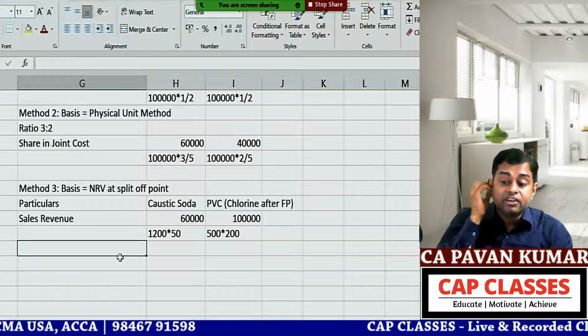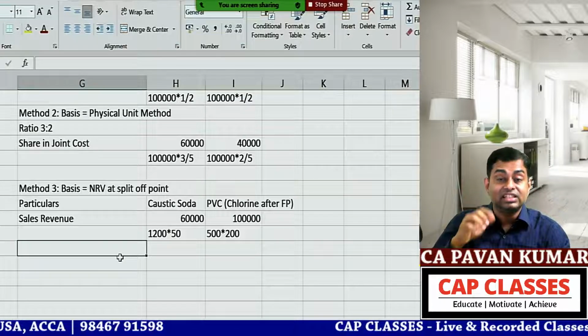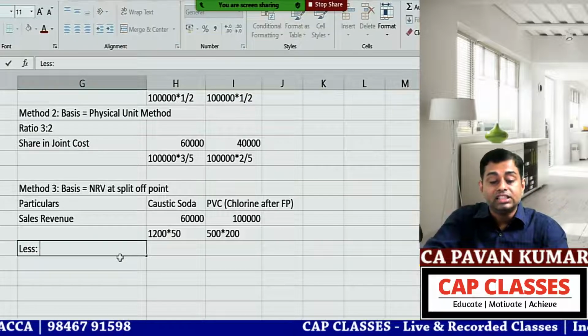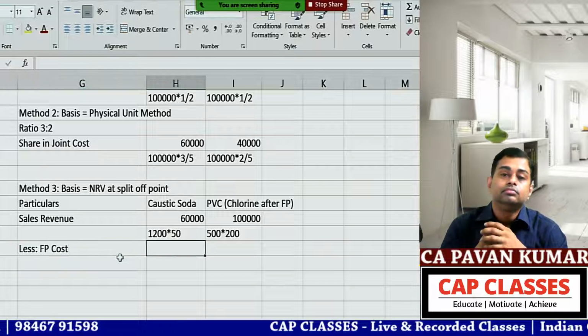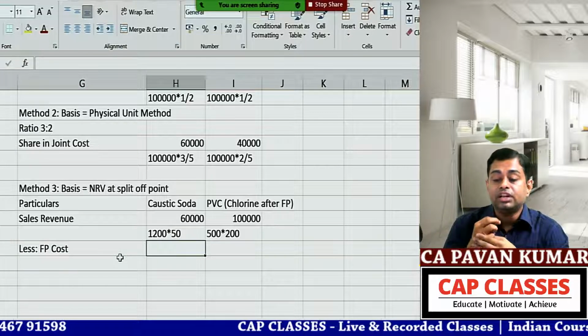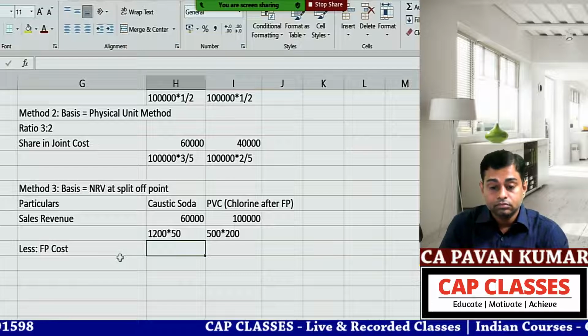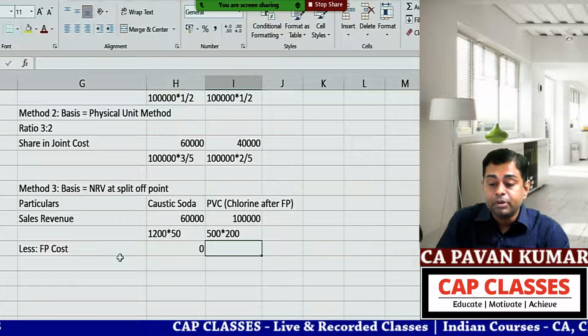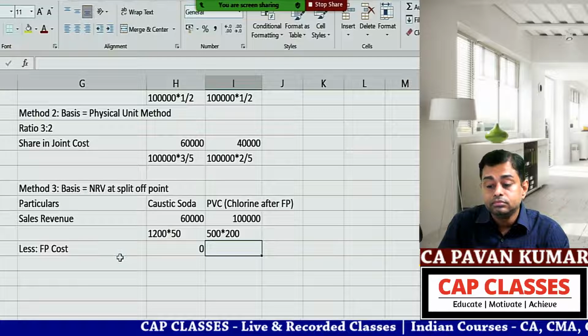So we don't have profit given. Further processing cost is given. Selling expenses are not given. So we'll do less further processing cost. Okay, now what is further processing cost? For caustic soda, 0. For PVC, 20,000.